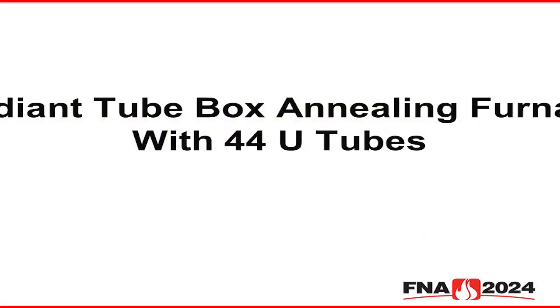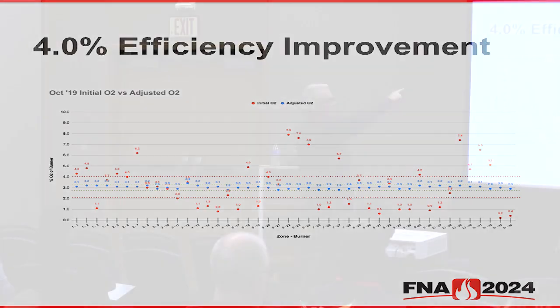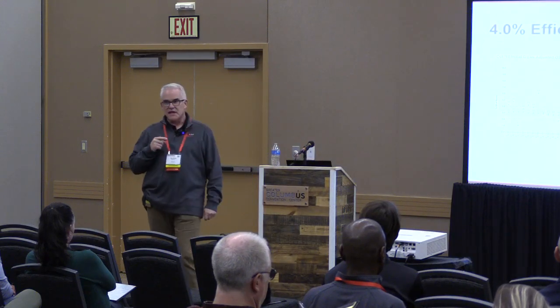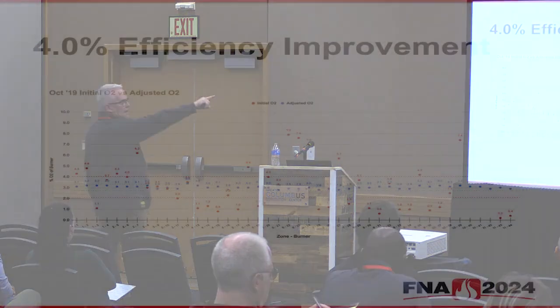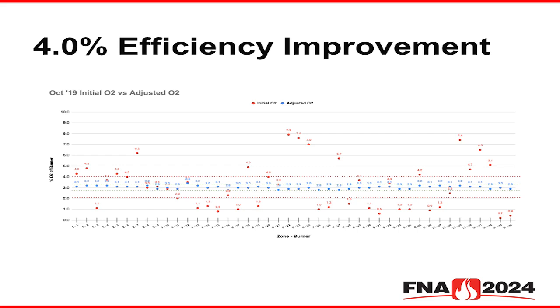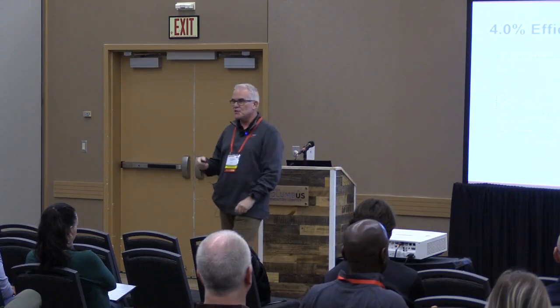That says radiant tube box annealing furnace. I need a bigger screen, with 44 U-tubes. This is a big box annealing furnace that we have tuned for years, no names please. You can see the initial data point here is October of 2019, which, when I first started showing this slide, seemed like it wasn't that long ago. It's 6 years now already. What you see here is that the red dots represent the initial excess oxygen readings when we walked in on top of the furnace. The blue is where each burner's excess oxygen was when we left.